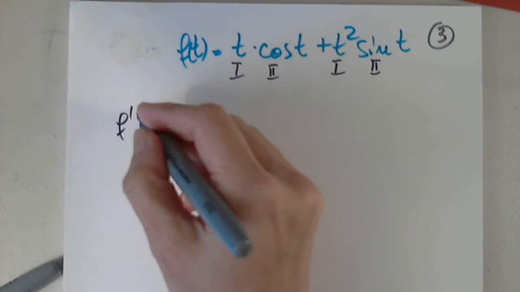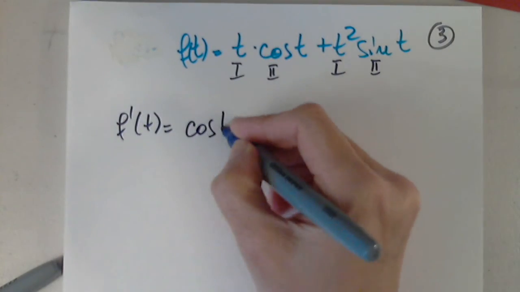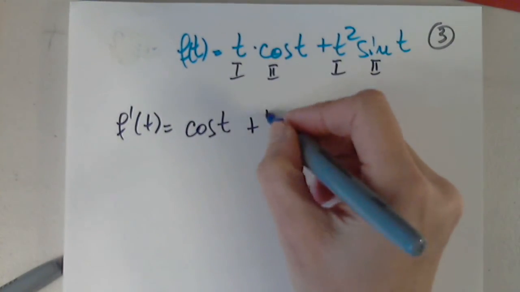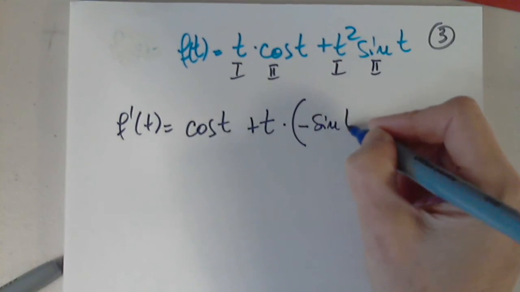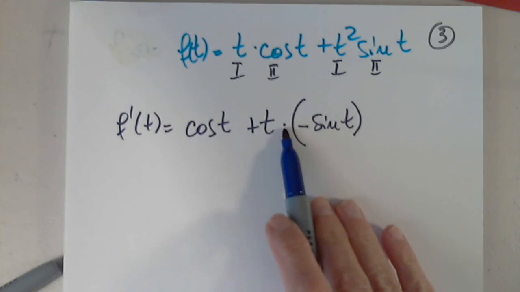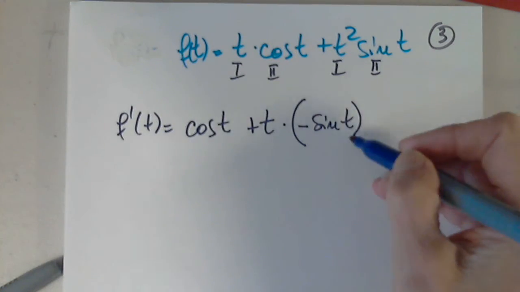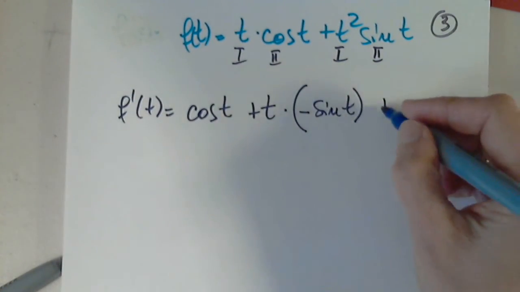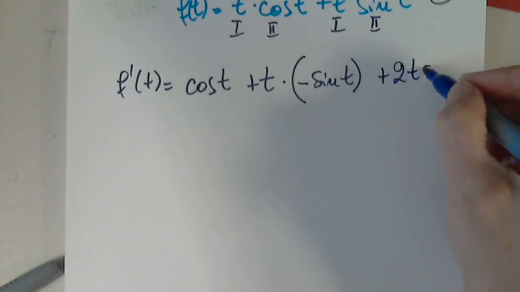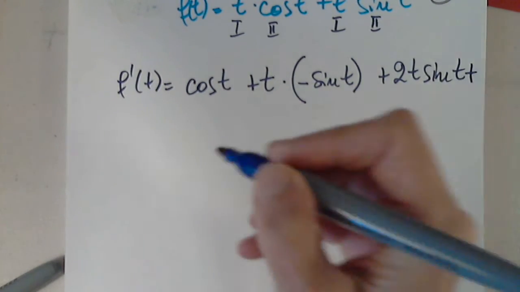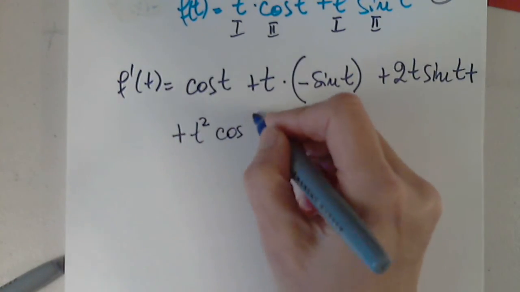So then f prime of t will be first function prime, 1, times cosine t, plus the first function multiplied by the second function prime, negative sine t. Please make sure that you do not have the multiplication symbol and the negative symbol without being separated by parentheses, please. Plus, I differentiate the first function, I get 2t sine t, and then plus, I copy the first function, but I differentiate the second one.